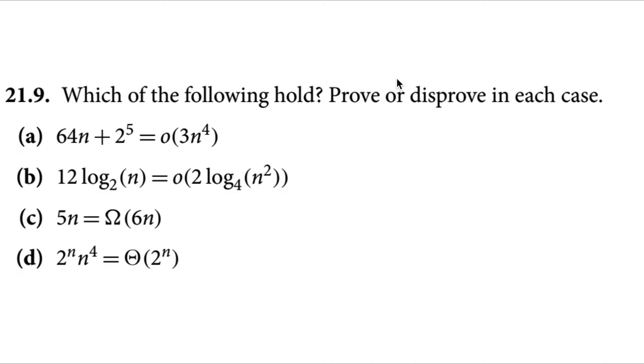Which of the following holds true, prove or disprove in each case? I'll just solve one of these questions. You are given (64n + 2)^5 is equal to little o of 3n^4. Now what does little o mean? Just take 10 seconds and try to answer that question. What does little o mean?